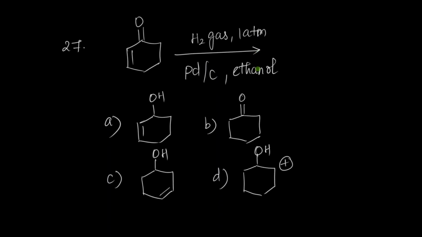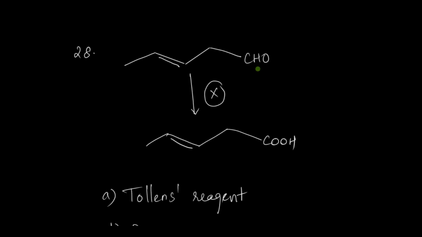Then what is the answer to this question? It is undergoing H2 gas, 1 atm, Pd/C, ethanol. Here I am having a C=O double bond and an alkene. So which will get affected and which will not, or will both get affected? You can see, this will affect only our double bond, the alkene system, not the C=O double bond.